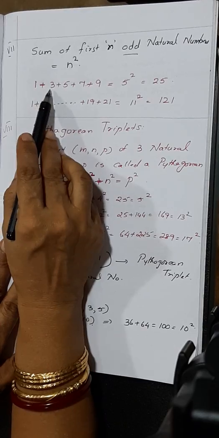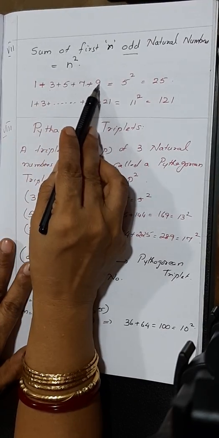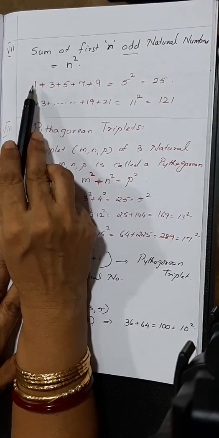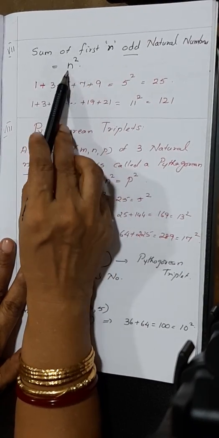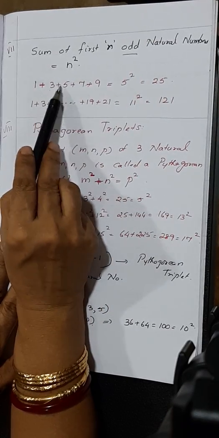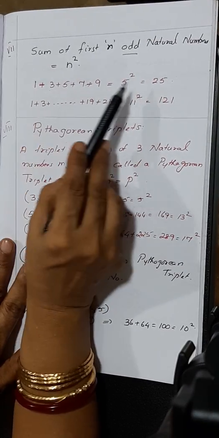The first natural number is 1, and it should be odd. So 1 plus 3 plus 5 plus 7 plus 9, if you want to do. Now you count how many numbers there are. It is 1, 2, 3, 4, 5. So it is n squared, so 5 squared equals 25. If you add and see, 4, 9, 16, plus 9, 25.